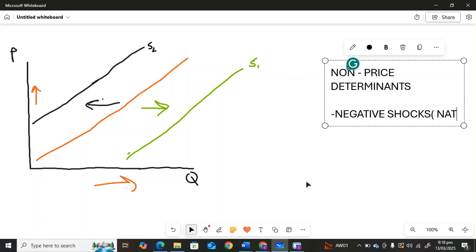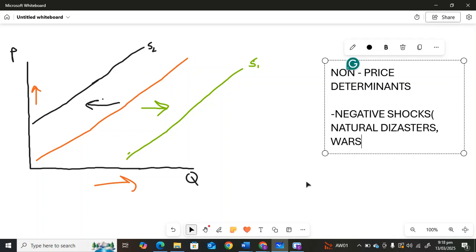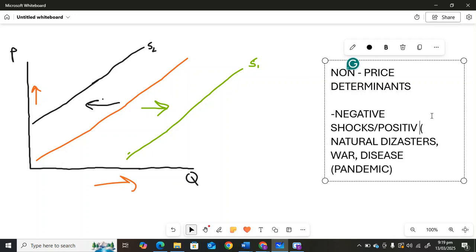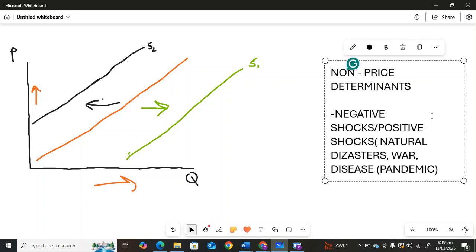Natural disasters, war, and disease in terms of pandemics. Apart from negative shocks, you've also got positive shocks: good climate. You find that year it has rained, and you're having a bumper harvest. The economy is growing for a nation, and people are buying from the nation. Positive shocks. So the positive shocks we can put here: good weather, etc.